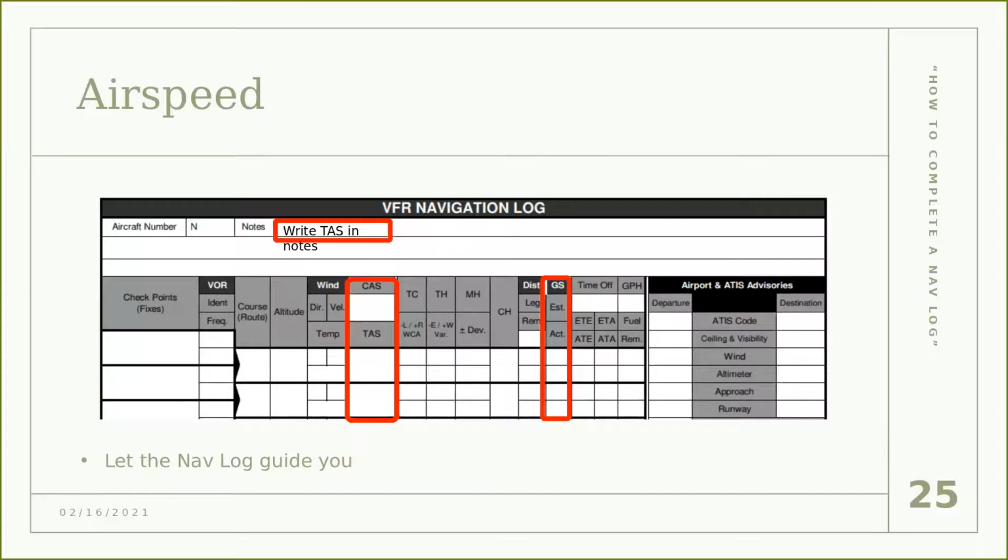Well, in the example, our true airspeed was 103 knots, but our true airspeed is calibrated airspeed adjusted for non-standard pressure and temperature. Okay? Non-standard pressure.